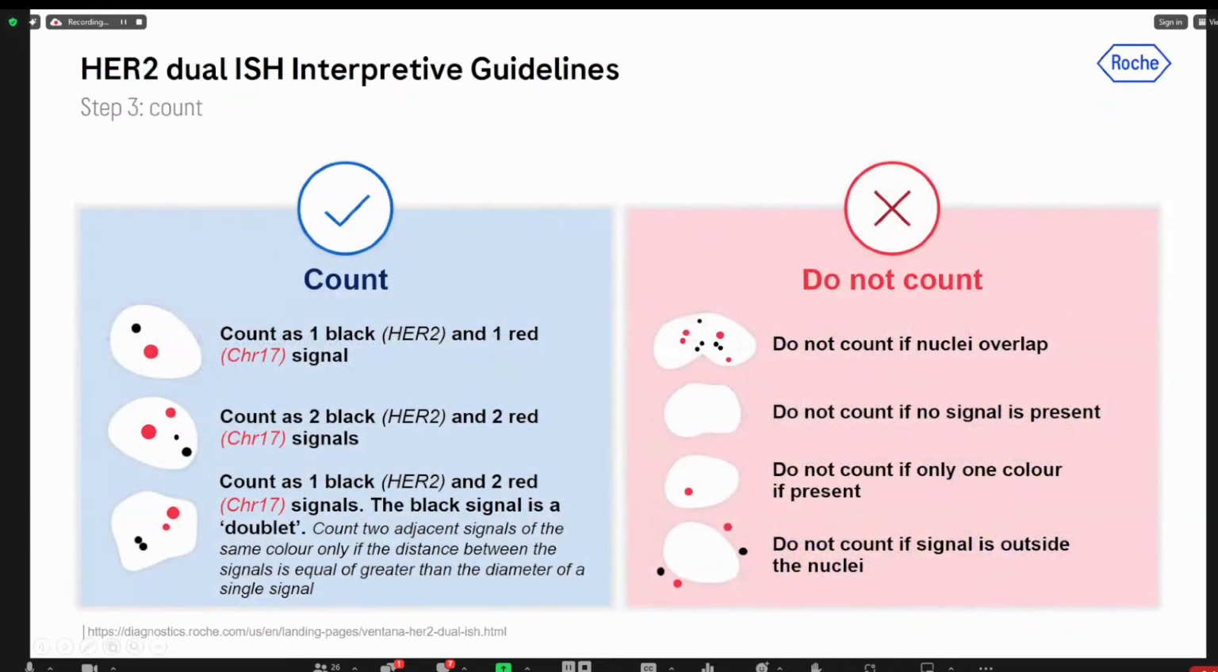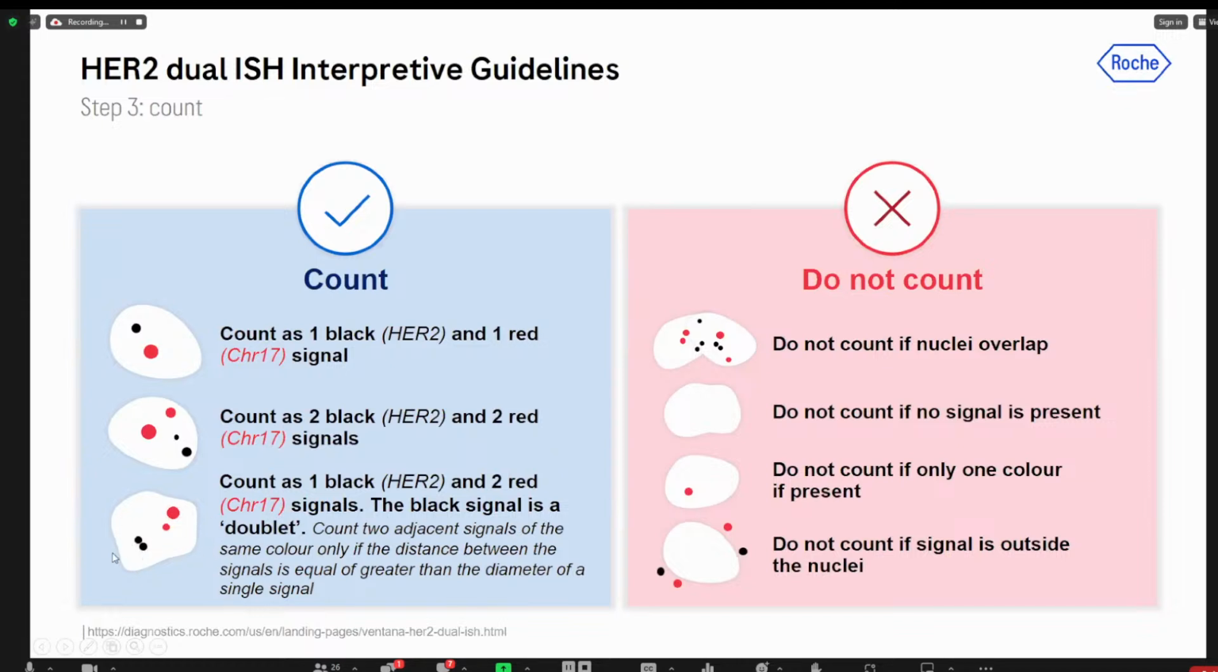Step number 3, the counting, is rather straightforward, and I mentioned it before. You really just count the number of signals of each, black and red. So black is HER2 and chromosome 17 is red. They should be inside the cell, so nothing outside of the nuclei. They can be of different sizes. The red can sometimes appear quite big. It should still be counted as just one signal.